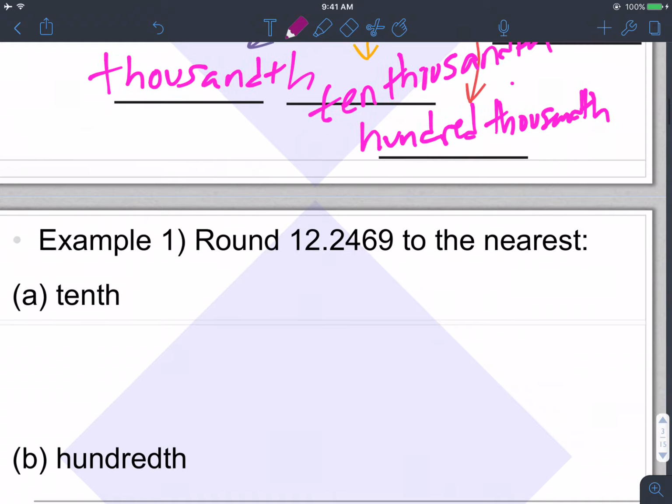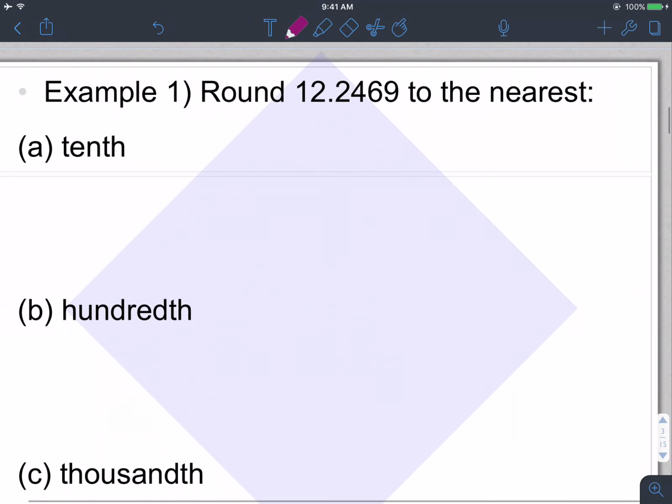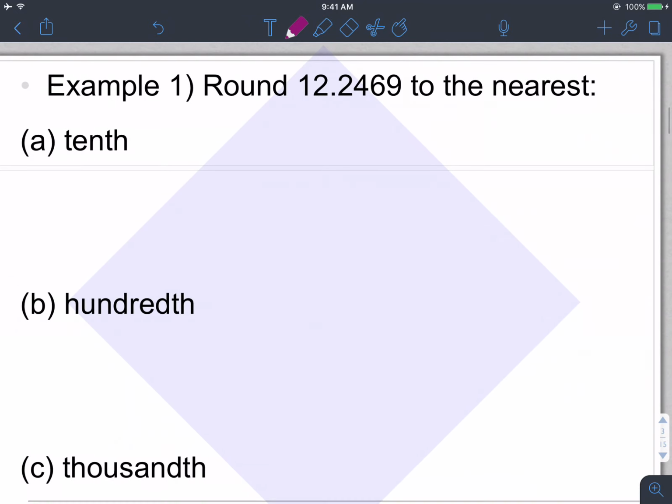If you ever need me to scroll back up, just let me know. Round 12.2469 to the nearest tenth.